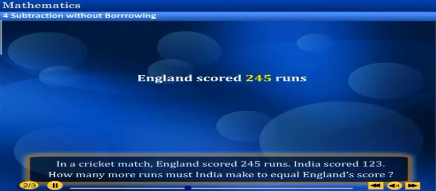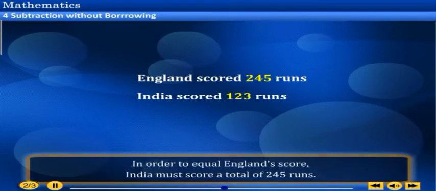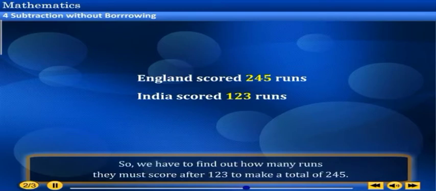In a cricket match, England scored 245 runs. India scored 123. How many more runs must India make to equal England's score? In order to equal England's score, India must score a total of 245 runs. So we have to find out how many runs they must score after 123 to make a total of 245.